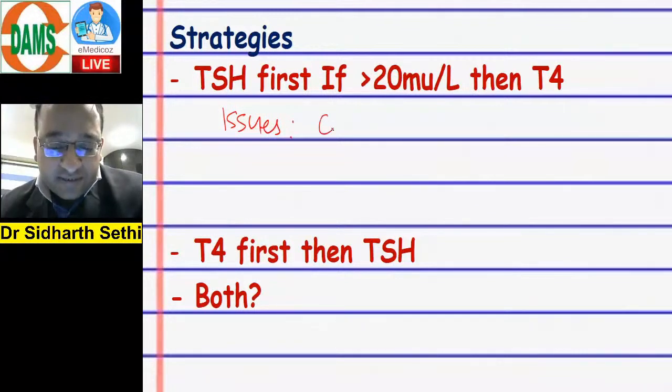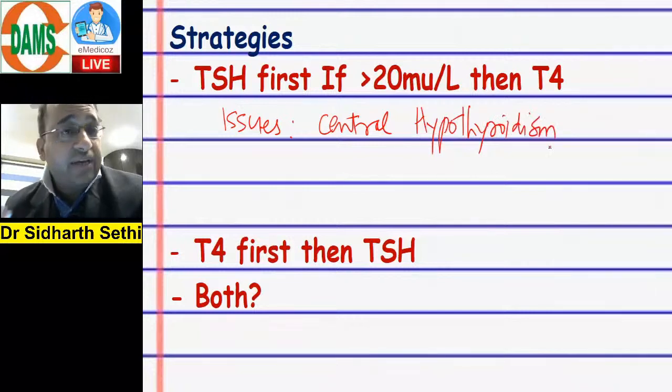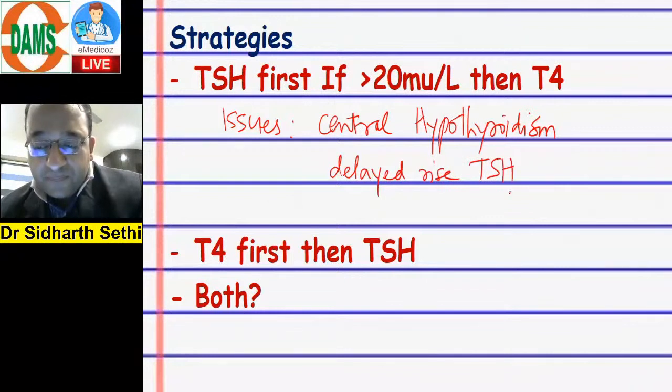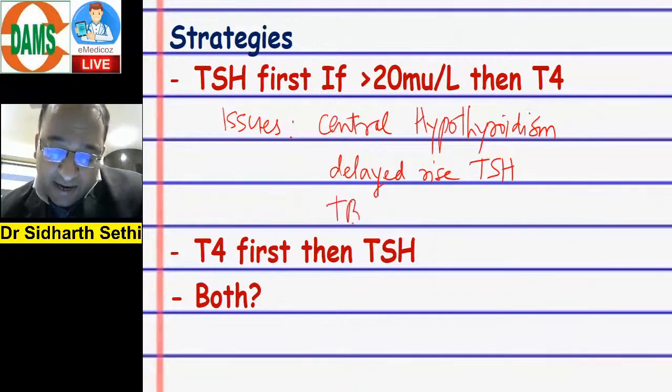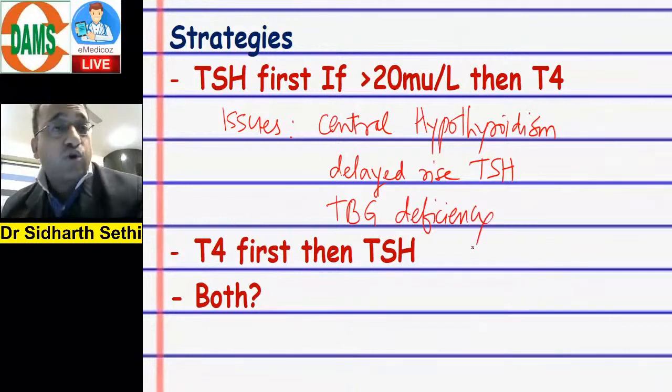In which? Central hypothyroidism. It is not a problem of the thyroid. It is a problem from the pituitary. In central hypothyroidism your TSH can be normal. There may be some children who have a delayed rise of TSH. This TSH rises late. So in children who have delayed rise of TSH, your TSH may be initially normal, later on it increases. And lastly, there's a condition called thyroid binding globulin deficiency. In thyroid binding globulin deficiency, also your TSH may be normal.